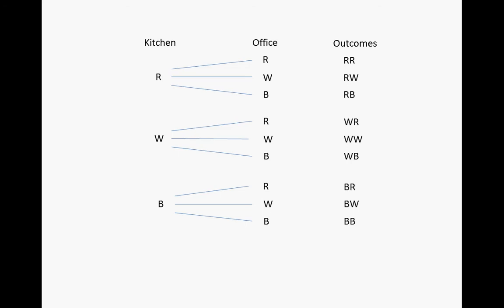So the combinations, if the kitchen is red, then the office could be red also. So the outcome is red, red. Or red kitchen, white office, or red kitchen, blue office. And same thing for if the kitchen is white and if the kitchen is blue. You have the same 3 options. And here are our outcomes.